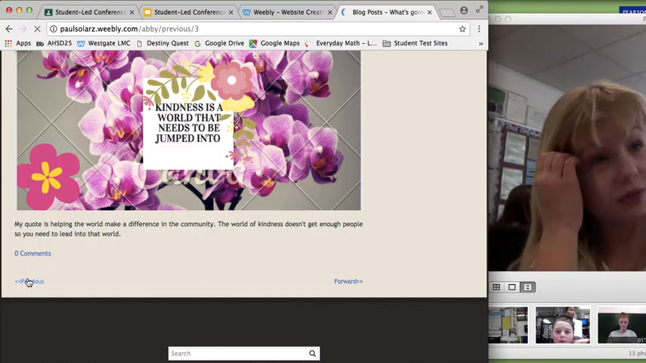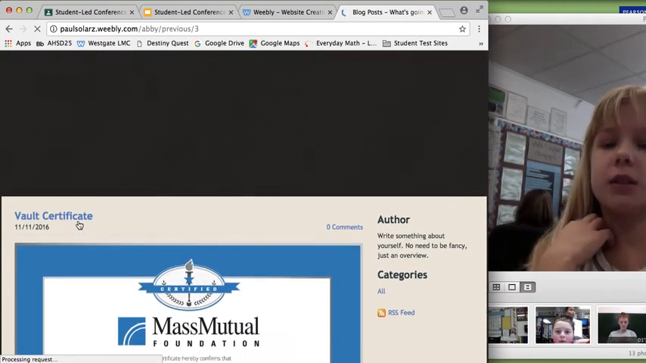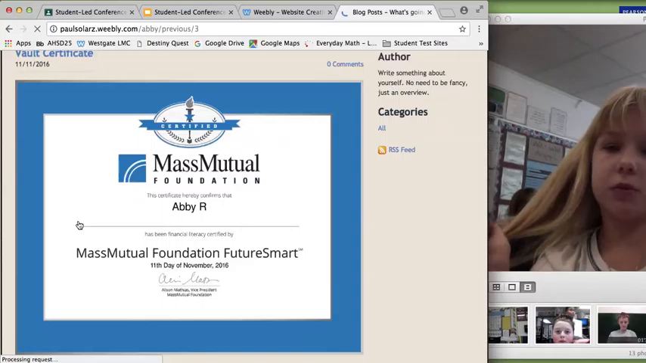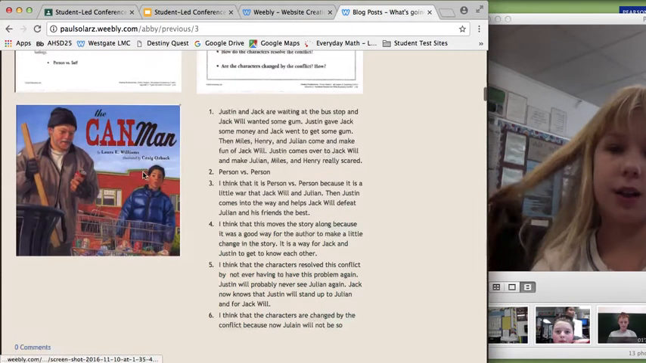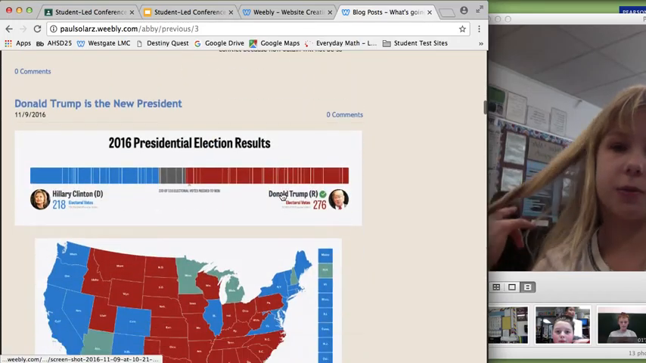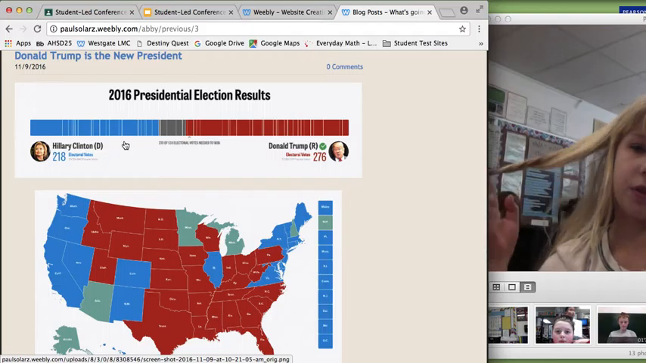Oh my gosh, so many. Open window documents. My vault certificate, so it's just a certificate of vault. Schoolwide lesson 13. I just did. Donald Trump was our new president. So this is when we found out that Donald Trump was going to be the new president.